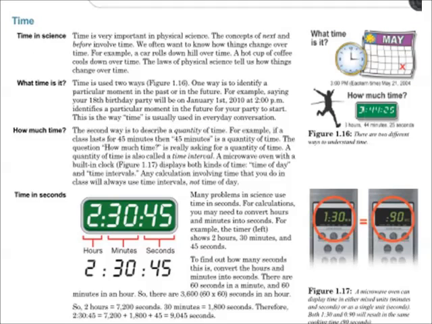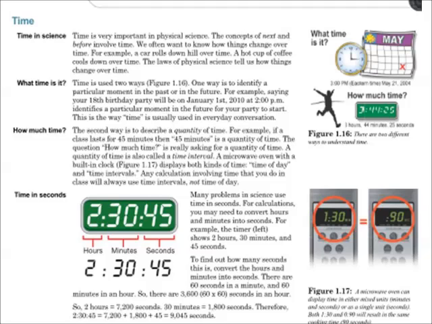Time is very important in physical science. The concepts of next and before involve time. We often want to know how things change over time. For example, a car rolls downhill over time. A hot cup of coffee cools down over time. The laws of physics tell us how things change over time.